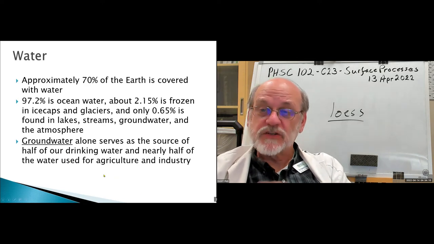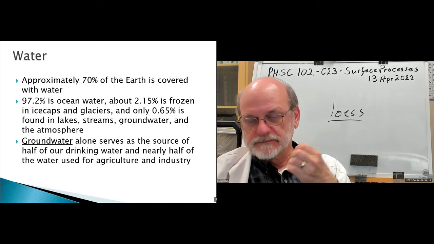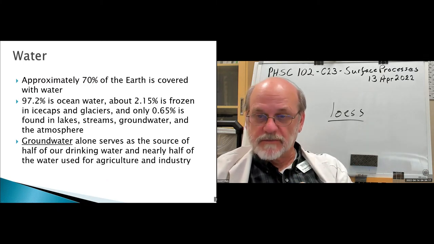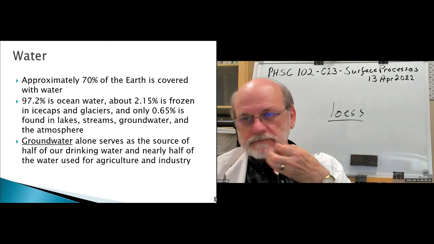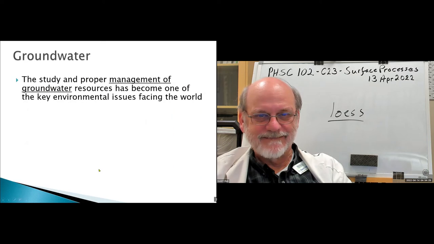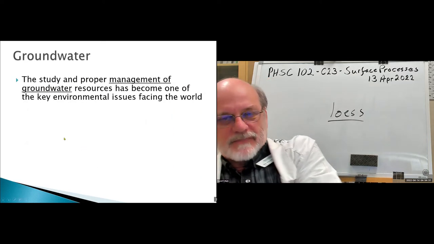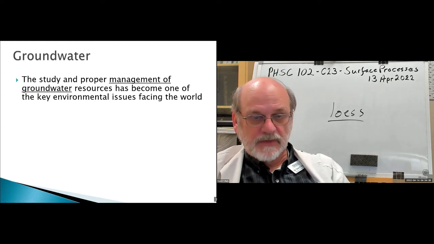The water that's supplied to our crops is drawn from groundwater for irrigation. And irrigation accounts for half of the water that goes out over the land. The other half, of course, is rainfall. Okay, so we have to consider this groundwater as a precious resource.